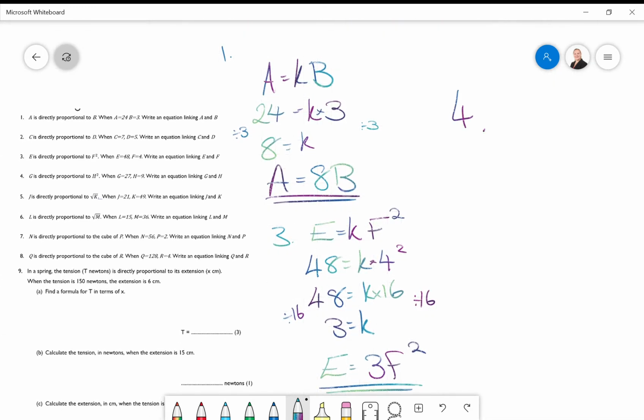Question 4. G is directly proportional to A. Oh no, I'm not doing question 4. You guys can do question 4.